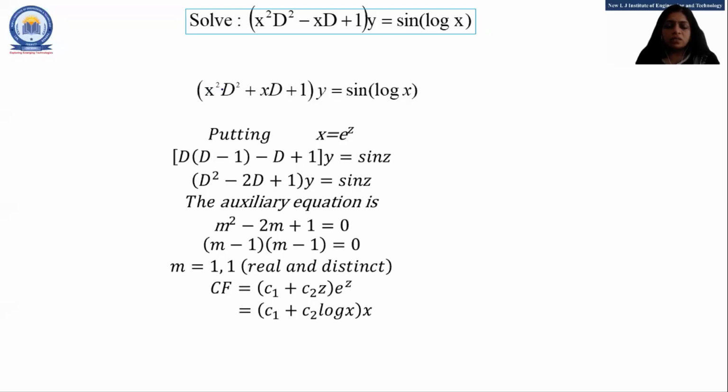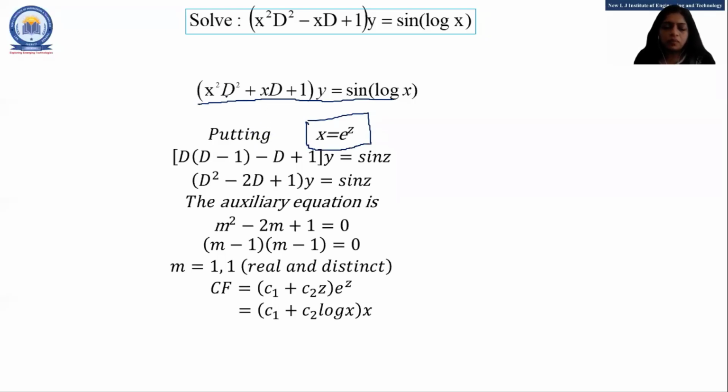See, our given question is (x square d square minus xd plus 1) into y is equal to sine log x. Again, students, when the multiple of d square is x square and the multiple of d is x in your question, then you have to remember that this type of equation is an Euler-Cauchy equation. So this is our question, right? For the solution of the Euler-Cauchy equation, our first step is what? x equal to e raised to z. This is compulsory for every example.